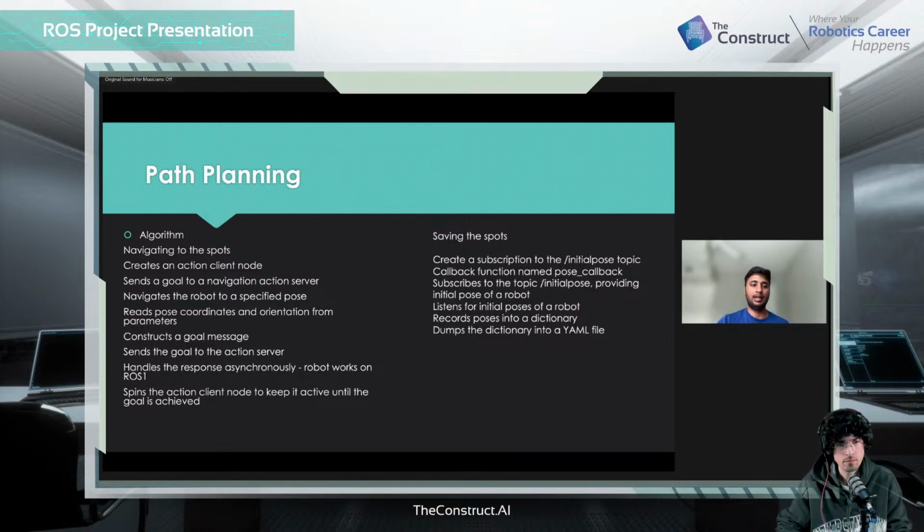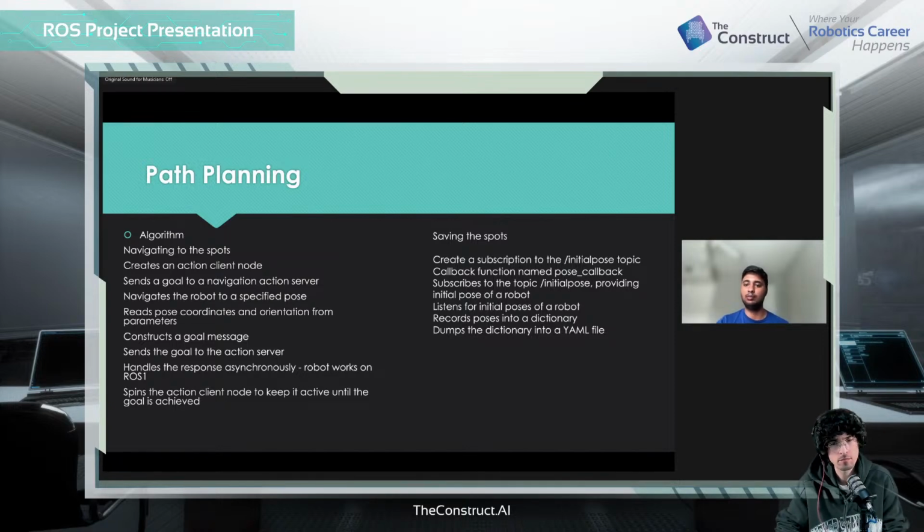And it spins the action client node to keep it active until the goal is achieved. And how do we save the spot? Basically, we create a subscription to the initial pose topic, and there's a callback function that I created, which is called pose callback.